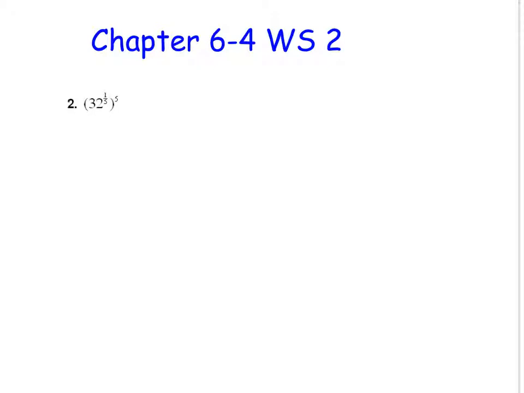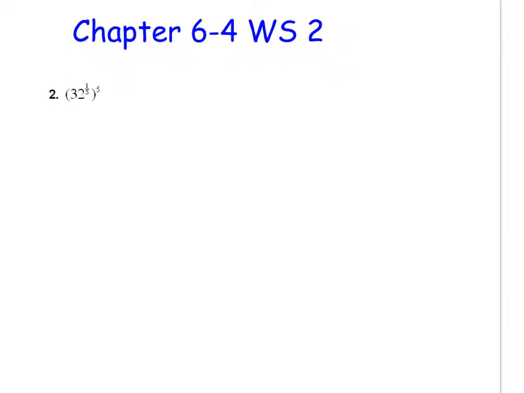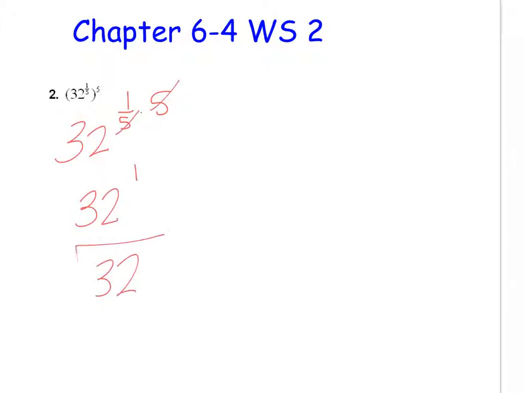So for example, number 2, it says 32 to the 1/5 power to the 5 power. What we're going to do there is multiply exponents. So you're going to have 32 to the 1/5 times 5. Obviously, what you're going to see here is those exponents cancel out. The 5's cancel out and you're left with 32 to the first. So your answer is just 32.